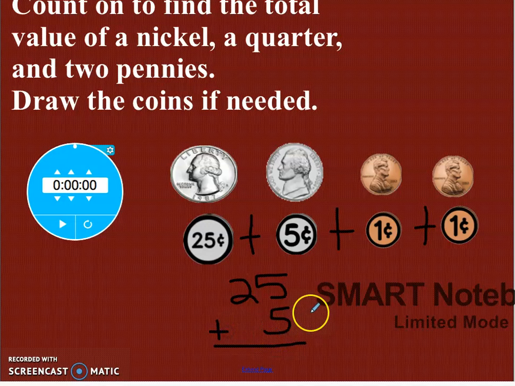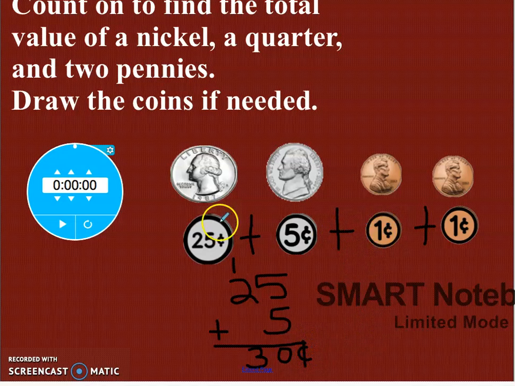So remember, when we add, we start with our ones place. So 5 plus 5 equals how much? Good job, 10. So I'm going to place my 0 in the ones place and carry the 1 to the tens place because it's a 2-digit number. Now I'm going to add 1 plus 2. Yes, it equals 3. So 25 plus 5 equals 30. So far we have 30 cents.